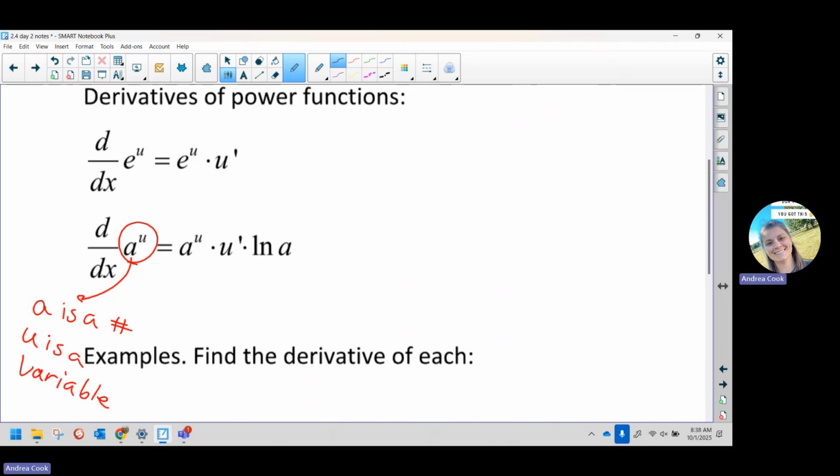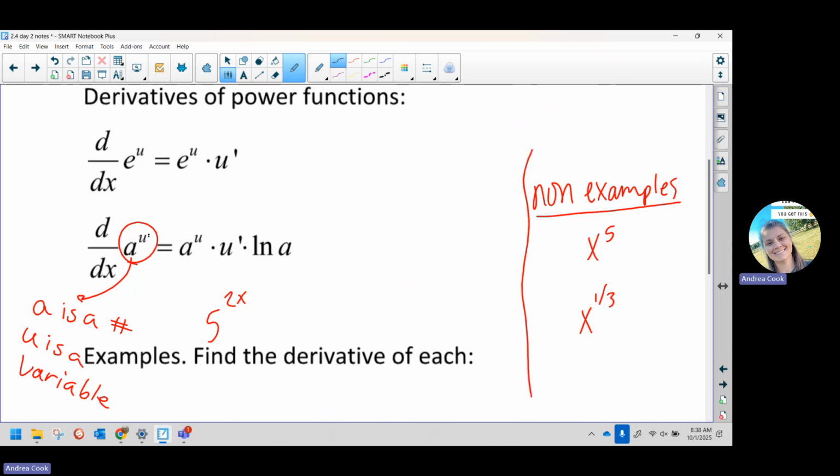Let me point out, this rule does not apply to non-examples like x to the 5th or x to the 1/3. That's the opposite of what I'm talking about. I'm talking about if the number is on the bottom and the variable is on the top. So for example, 5 to the 2x. You see the difference?